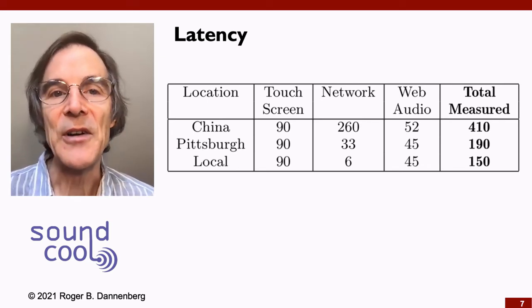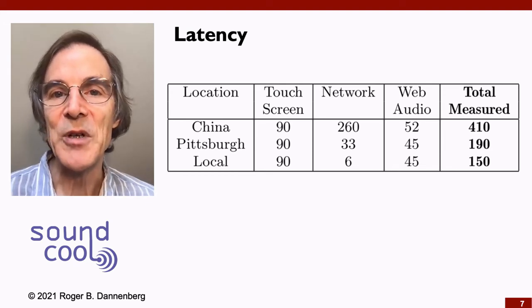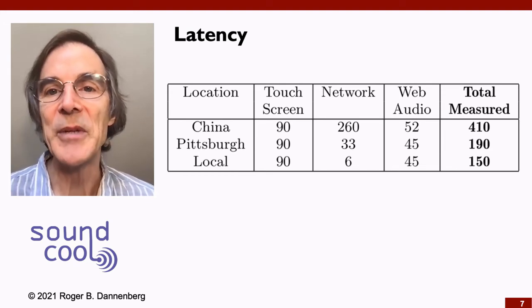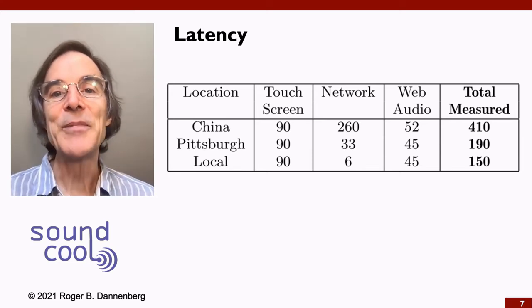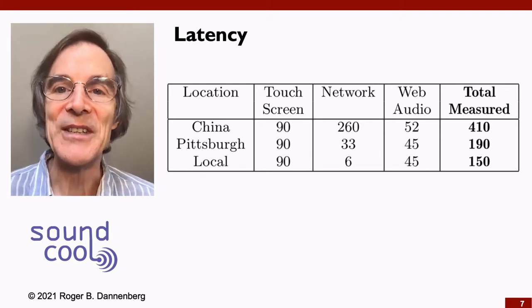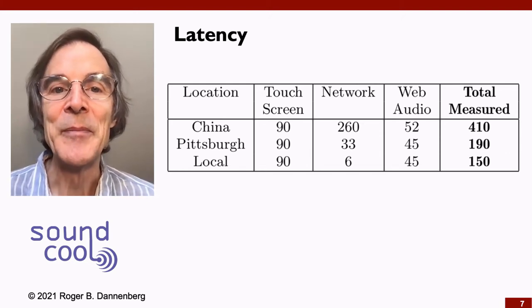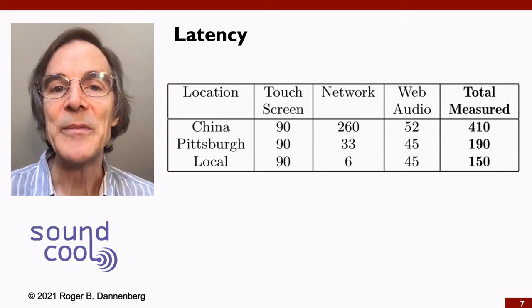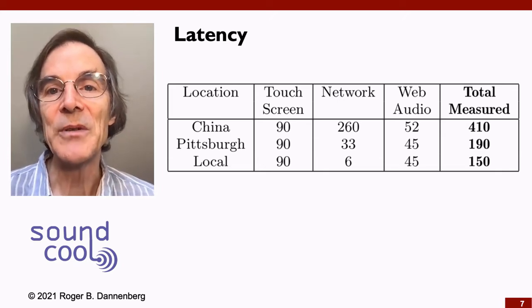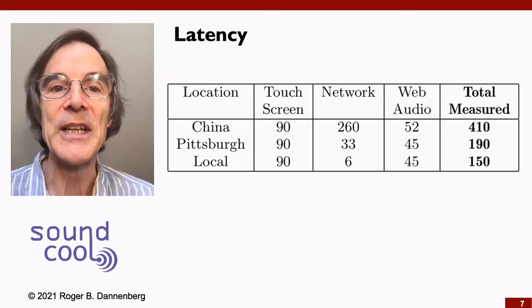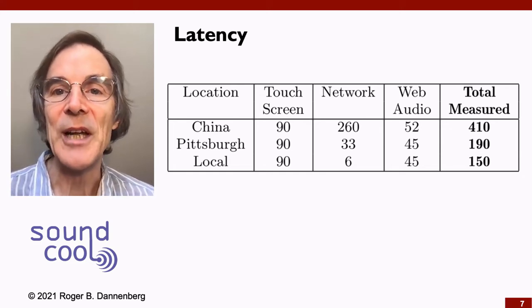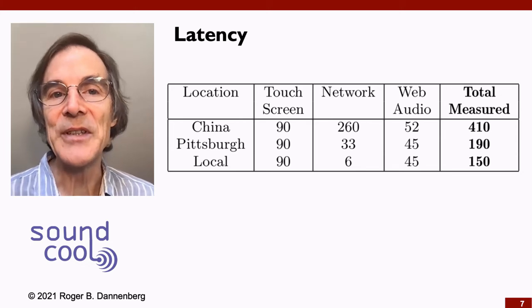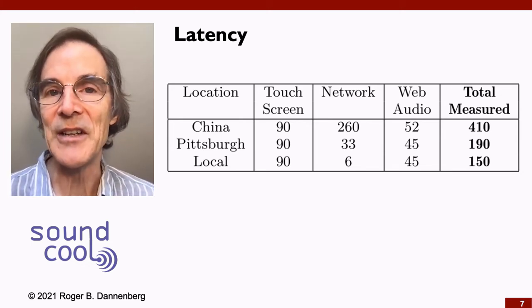Network latency is largely due to the speed of light in fiber, so it varies from 33 milliseconds round trip from Pittsburgh to the nearest AWS cloud in the US, up to 260 milliseconds round trip from the US to China. Within a classroom using a local server, the number could be 5 or 6 milliseconds. So the results show that, except for international collaborations, latency is actually dominated by touchscreen technology.